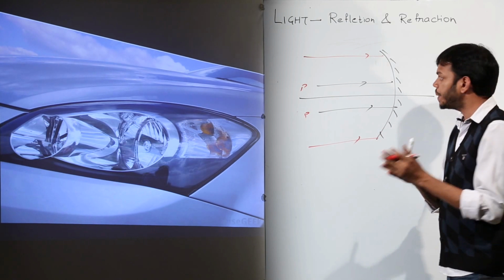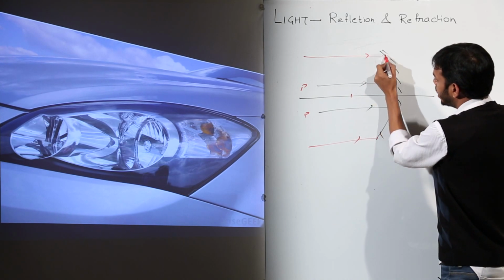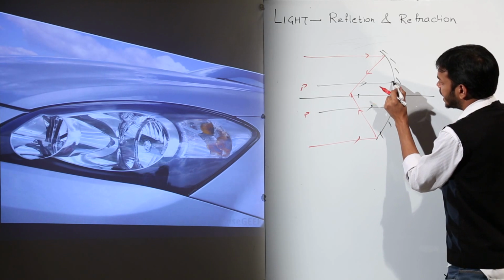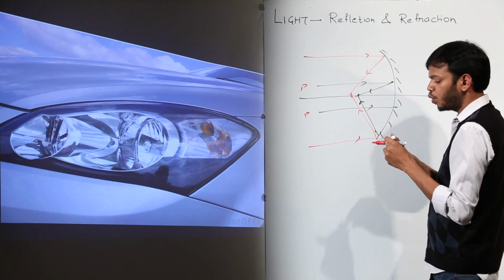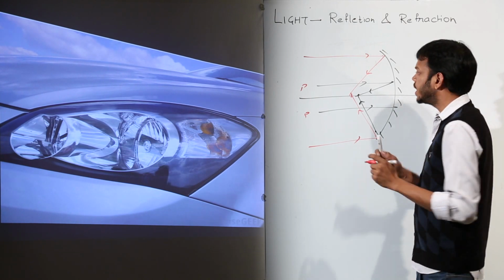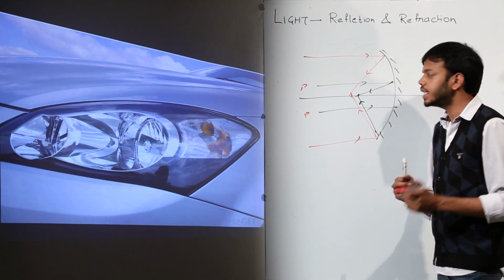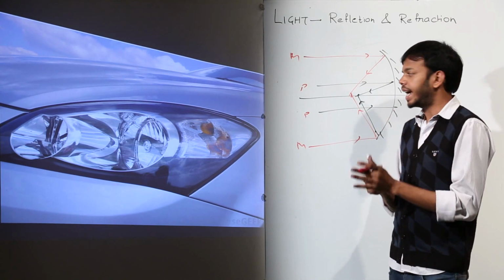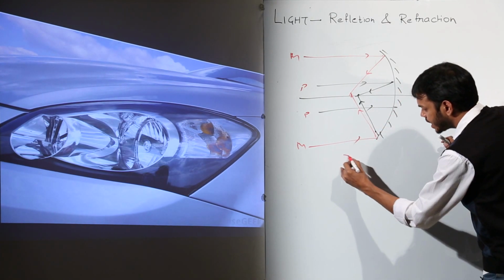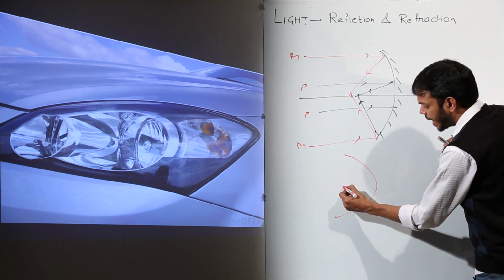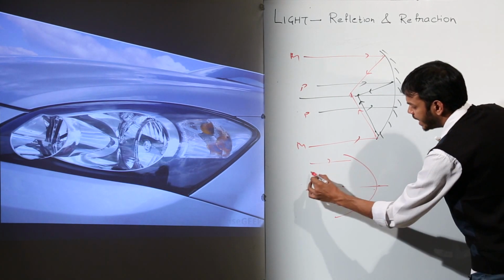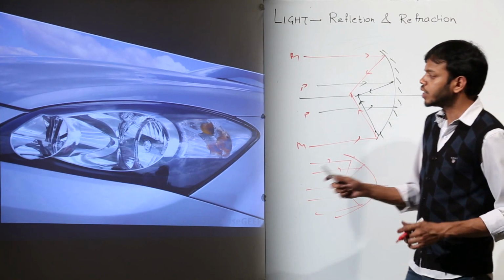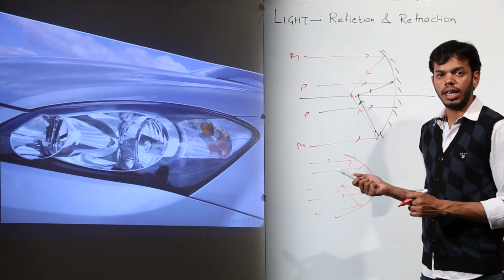Now what happens? According to theory, these rays should meet at the focus, right? But what actually happens is, these rays do not meet at the focus, they meet at a small distance apart. This defect is called spherical aberration, that is, the paraxial rays and marginal rays do not meet at the focus, they meet at different points. This defect is not present in a parabola, because in a parabola, whatever light comes parallel will all meet at the perfect focus. So instead of taking a concave mirror, if we take a parabolic mirror, it will do the job.